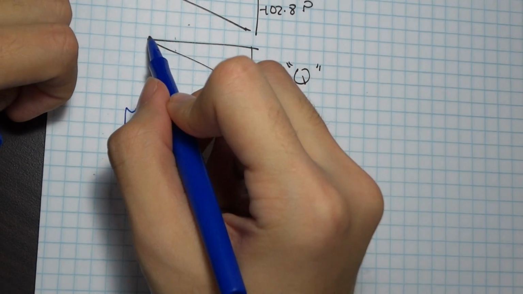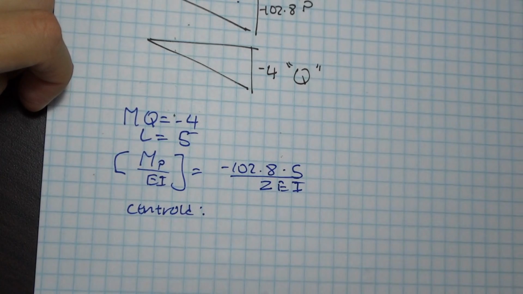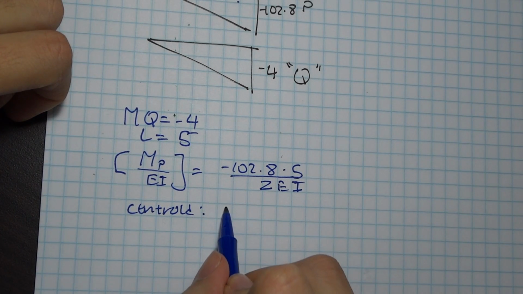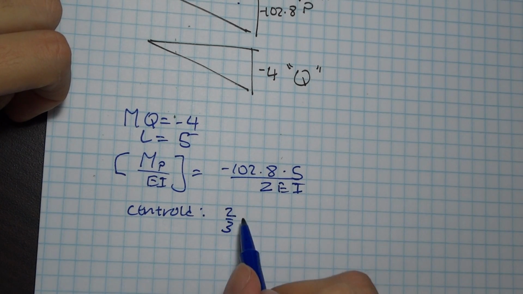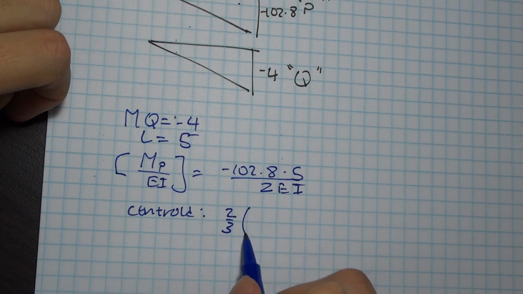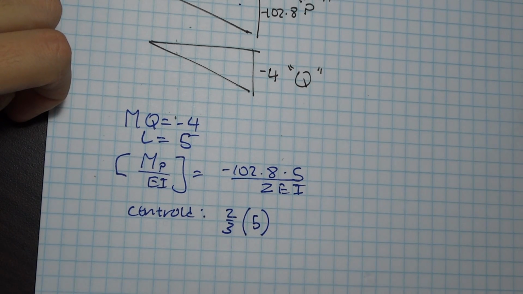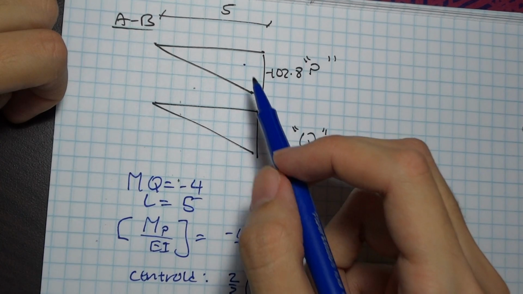So the distance from this point to this point is just going to be 2/3 times 5, because we have a good triangle up here.